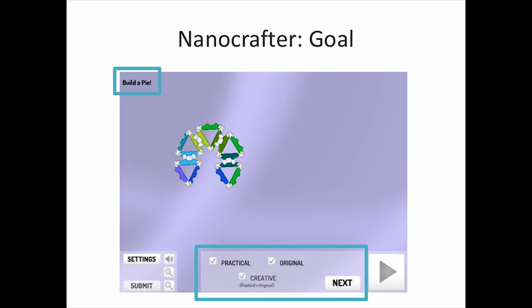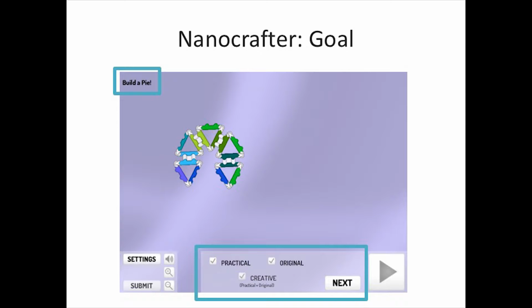In Nanocrafter, the goals are much more open-ended. In this case, not only is the solution unknown, but we don't even really have a nice objective function or way to automatically evaluate the structures that the players come up with. So actually, in the case of Nanocrafter, the goals that we give to players are very open-ended.